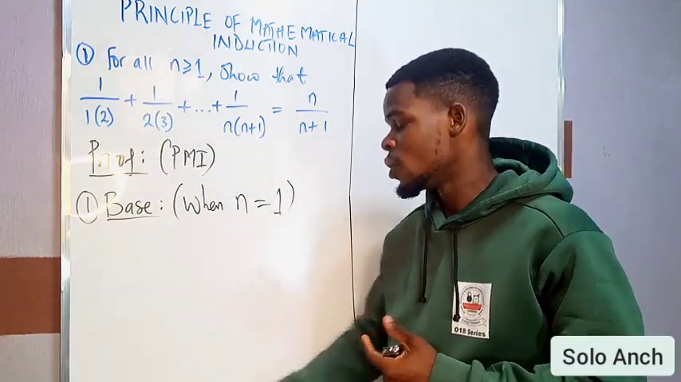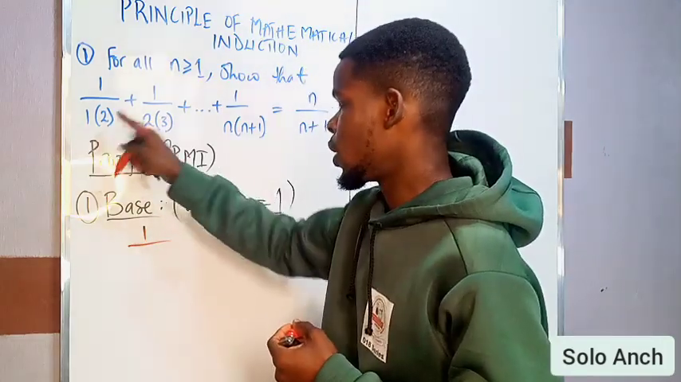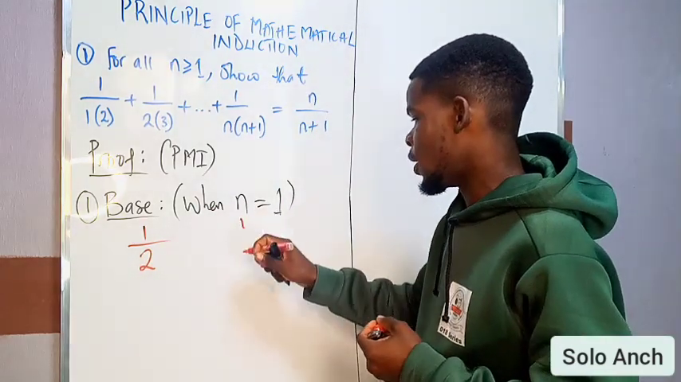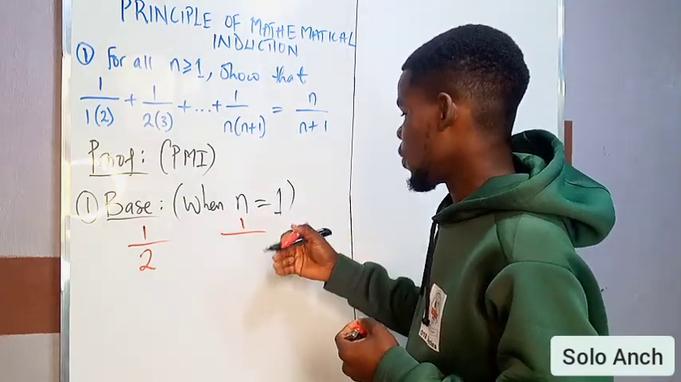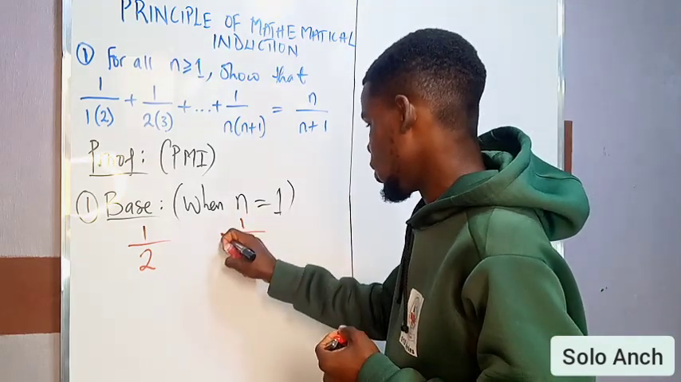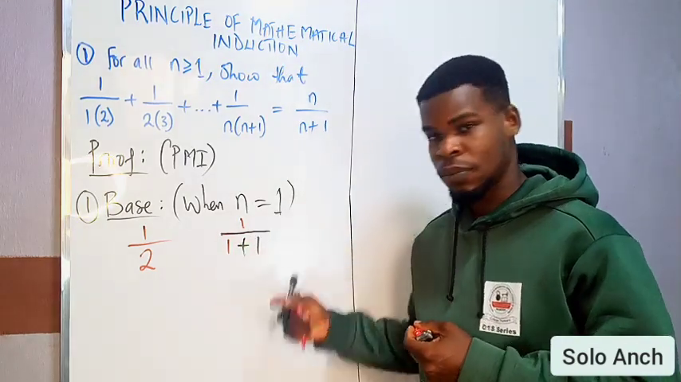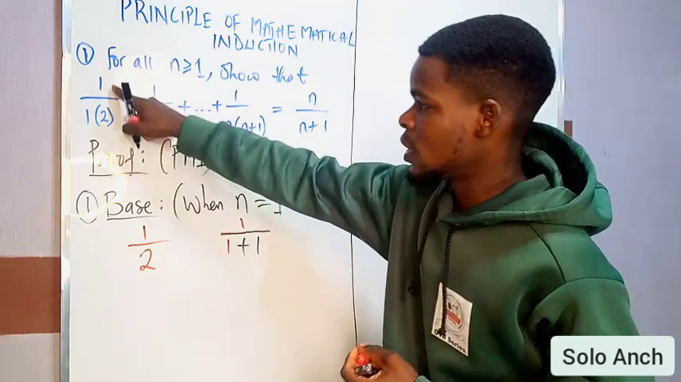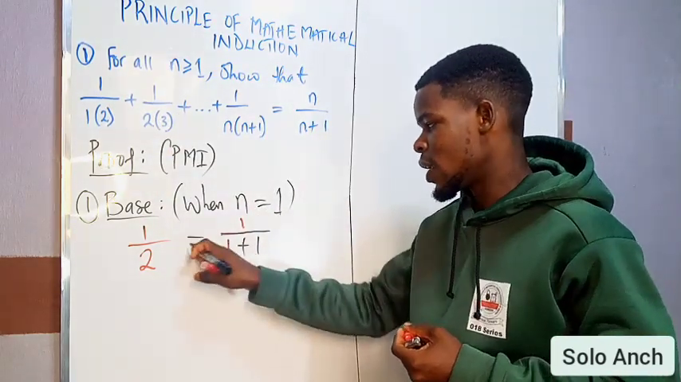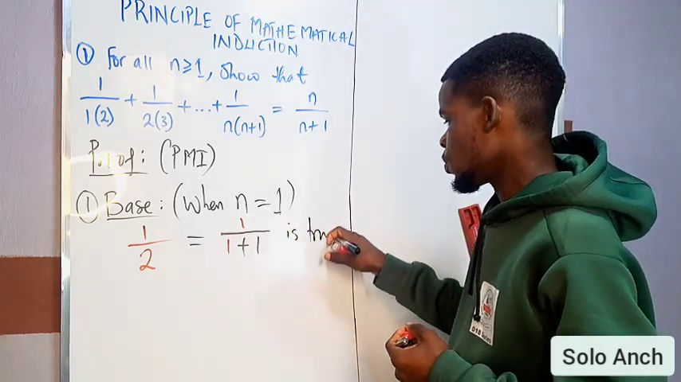On the left hand side we're going to have 1 divided by 1 times 2, which of course is 2. On the right hand side we're going to substitute 1 for n, so you say 1 divided by, in place of n we put in 1, then we add this 1 to that. Of course, this is 1 divided by 1 plus 1, which is 2. So the first case is the same thing when n is 1 on the right hand side. That means the base case is true.